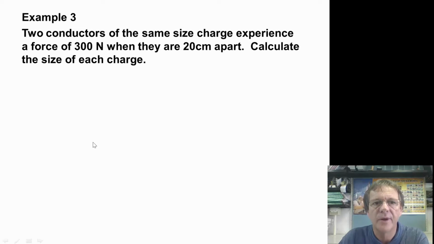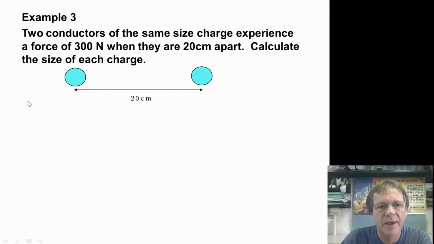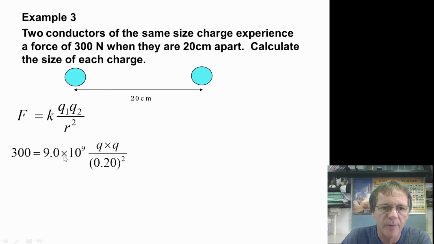Alright, you could also do another example here. Two conductors of the same size charge experience a force of 300 when they're 20 centimetres apart. Calculate the charge. So this time we're being asked to go backwards. They've told you the force between these two objects, or these two charges. They've told you they're the same, but you have to work out the charge. So substituting in for force there of 300 and the distance of 0.2, 20 centimetres, that would be your first step. And you can put this in as Q times Q because they're both the same charge, so you don't have to leave them as two separate different ones. Q times Q, of course, is Q squared.